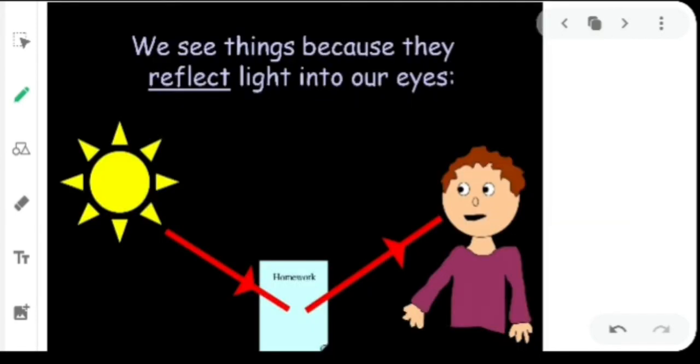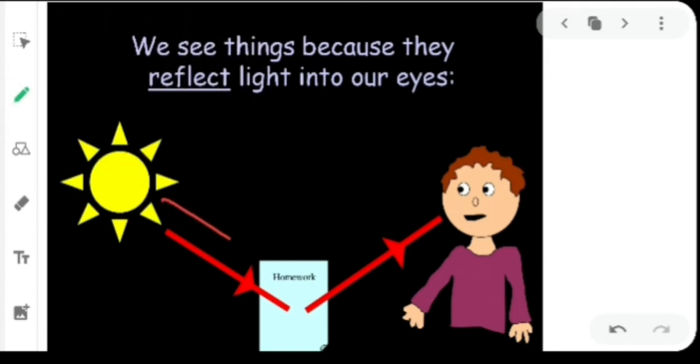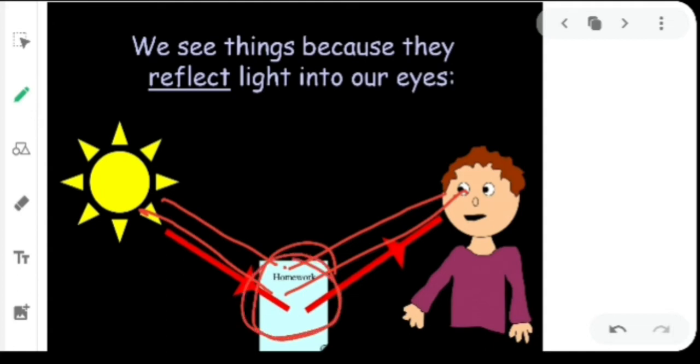So let us move to the next one. Due to light, we see things, and that is the phenomenon. Why? Because light reflects into our eyes. When the light comes from the sun, it falls on the object. These light rays fall on the object itself, and then these rays travel up to our eyes. When these rays travel up to our eyes after falling from the sun, only then can we see the objects which are present in nature.